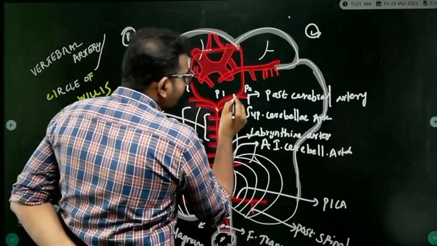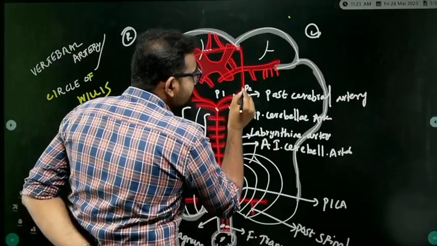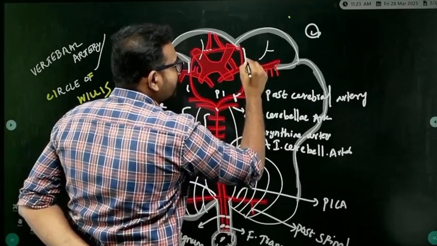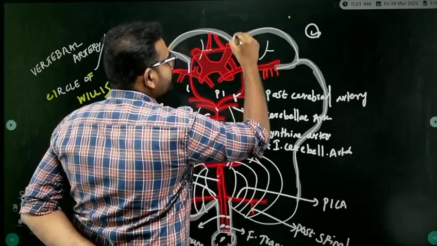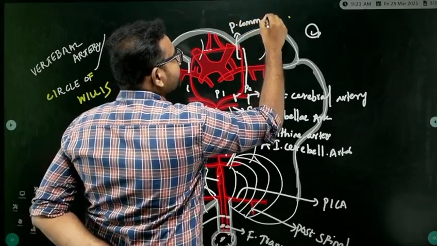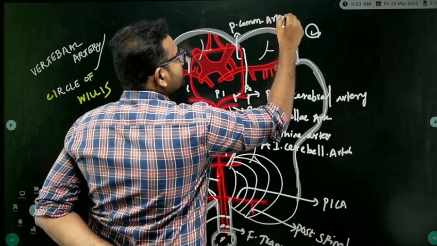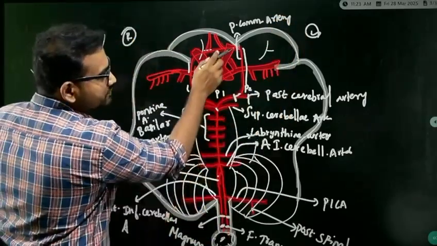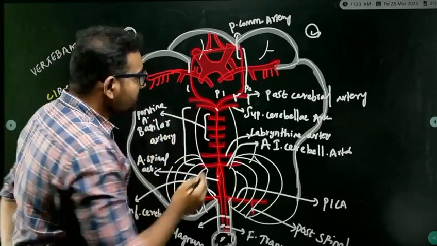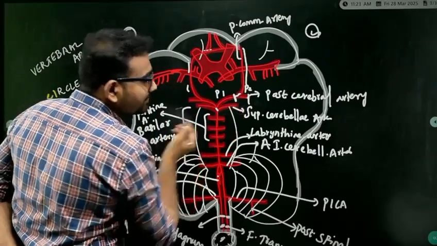And then it ascends, it anastomoses, it moves up, right? So this portion is the posterior communicating artery. Okay, so this portion is the posterior communicating artery. Okay, this is the posterior cerebral artery.